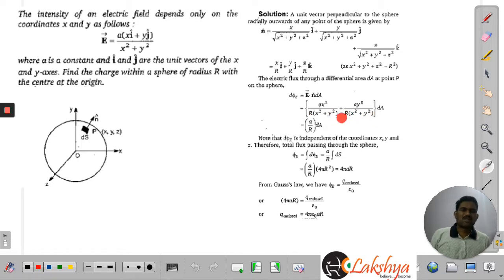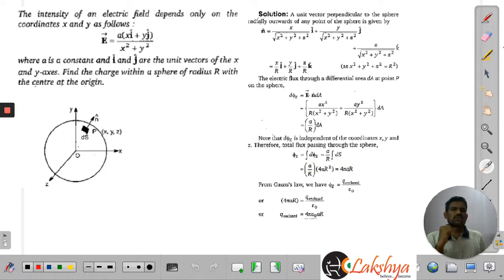Now we can add these two terms. That means we can take a by r common, then x square plus y square by x square plus y square you will get. The term will be cancelled, right? And so now this d phi, the flux passing through the small element, is independent of the coordinates x and y. There are no x and y terms in the d phi term here. And so we just integrate. a by r is a constant that we write outside, times the integral of dA.